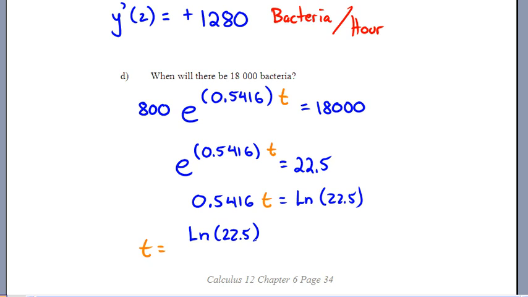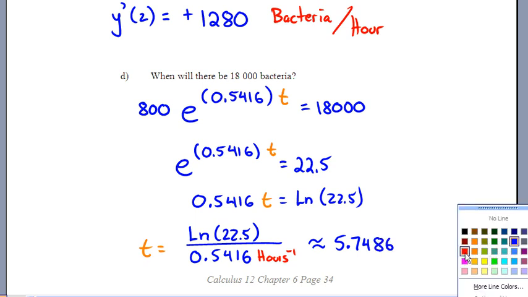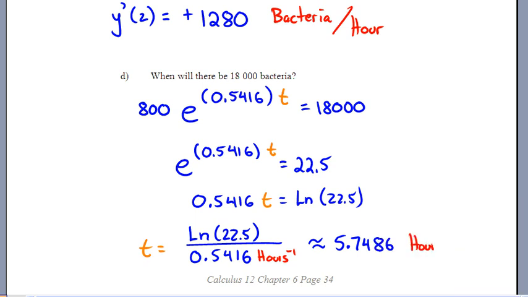And then you'll have to divide by this K. Now remember, the units for K were actually upside down time, but you're dividing by it, so we're actually going to get back to the hours, which will be awesome. So 0.5416, the units here, those were hours upside down. Well, that'll actually give us hours in our answer. And so this works out to be around 5.7486 hours. So far, so good.